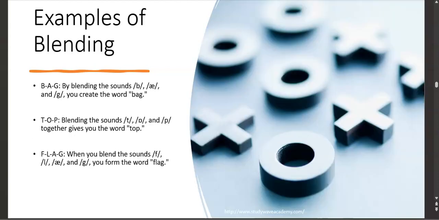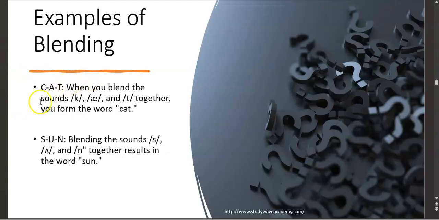Let's look at another example here. B, a, g. So class, what we're going to do is, when I point at a word, we're going to read it together. So you read it with me, and then finally we come up with the main word or the final word. So for example, we are talking about k, a, t. You will read all this with me, then we'll come up with the final word. K, a, t. When you put this together, we form cat. S, a, n. When you put all this together, we come up with the word sun.